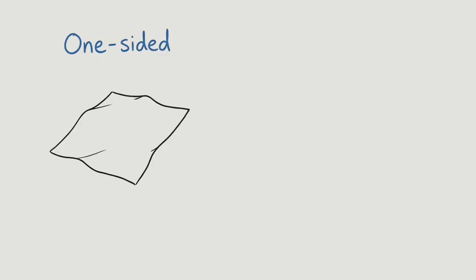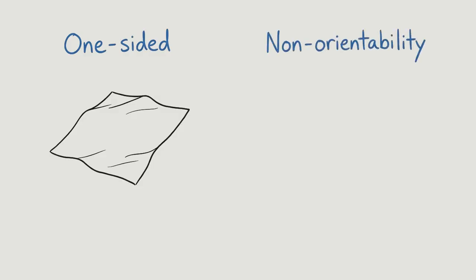A surface is one-sided if this is impossible. Locally, every small patch still looks like a piece of paper. The problem only shows up when you move around certain loops. This failure is called non-orientability.